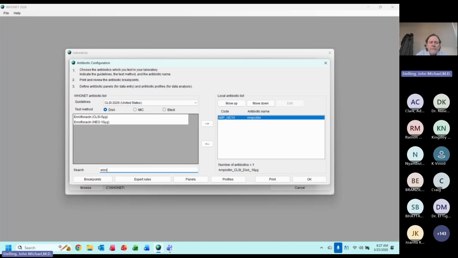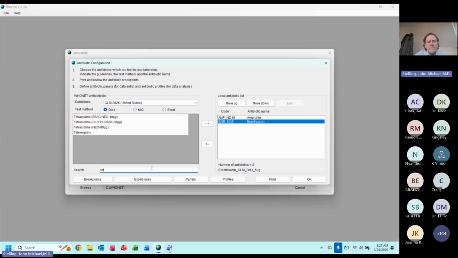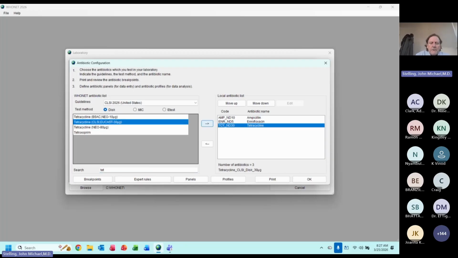I can also do enrofloxacin. So this is an example of a veterinary agent. Tetracycline is both human and animal. I'm going to go to breakpoints.